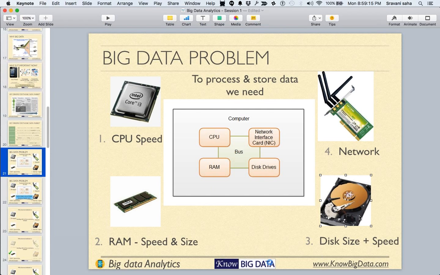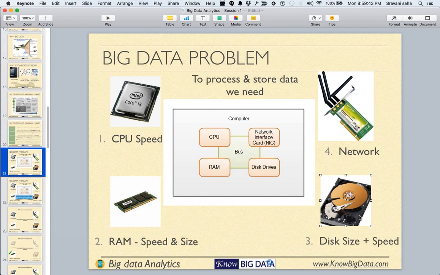RAM is a very costly and very, very precious resource. RAMs are not available beyond, say, a few hundred gigabytes, right? Therefore, data bigger than a few hundred gigabytes, we put it in the disk and then read it in the RAM. And if, after some time, we cannot accommodate the data in the disk, then we have to put it in the network.